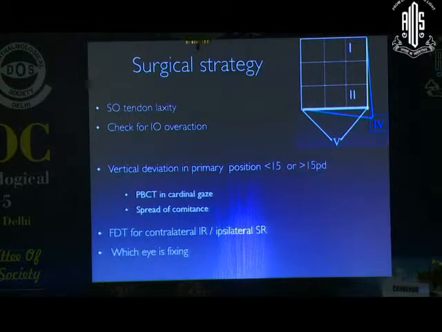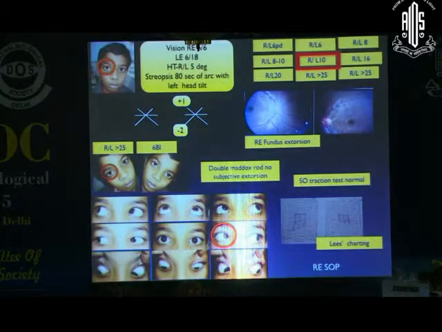Just the surgical strategy: always check for the superior oblique tendon laxity, check for IO overaction, check for the vertical deviation in the primary position, PBCT in cardinal gazes, and do a contralateral IR or ipsilateral SR FDT. So this is the first patient.